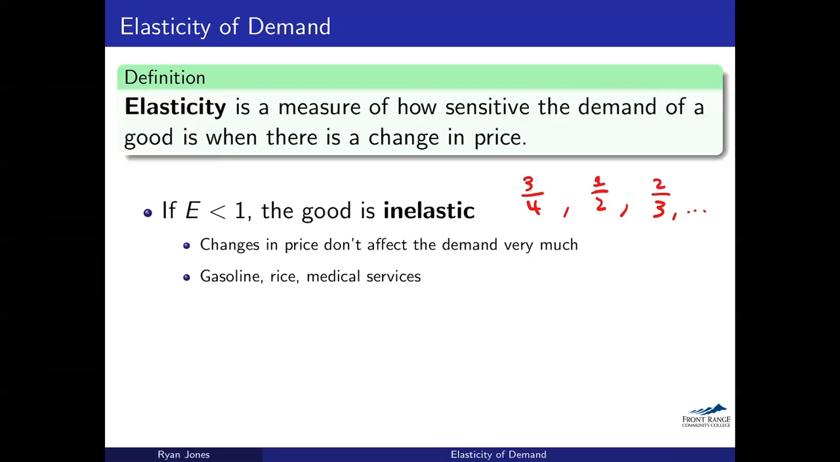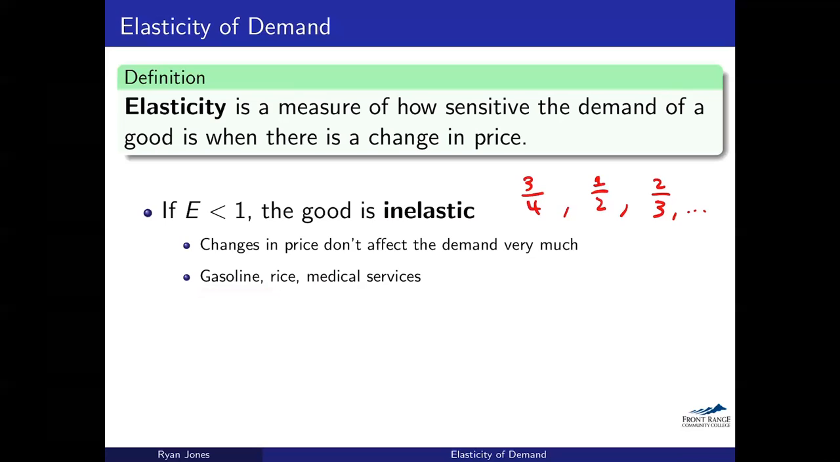So these are examples of inelastic goods, goods that if you change the price of them, it doesn't really affect how much is purchased. What you'll probably notice here is you'll think, all right, based on what we're saying here, gasoline is inelastic. Why don't they just make gasoline $10 a gallon? Because they know people are still going to buy it.